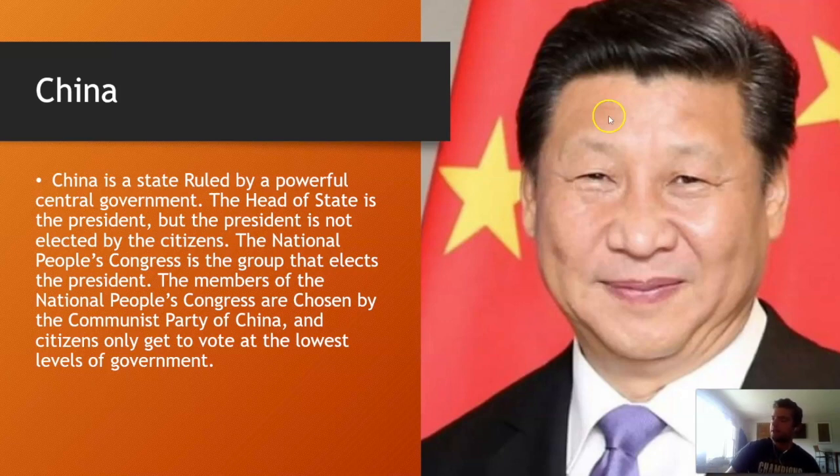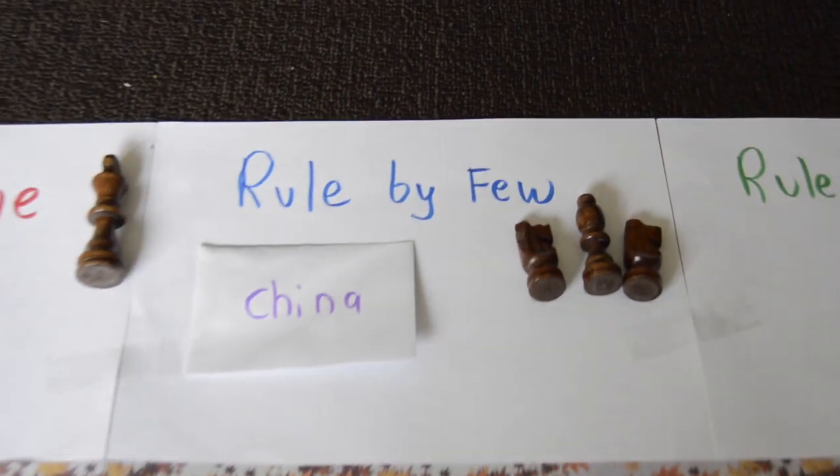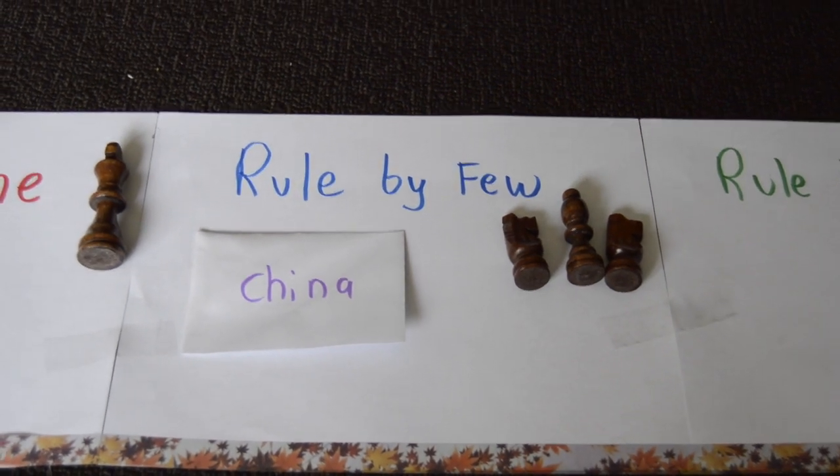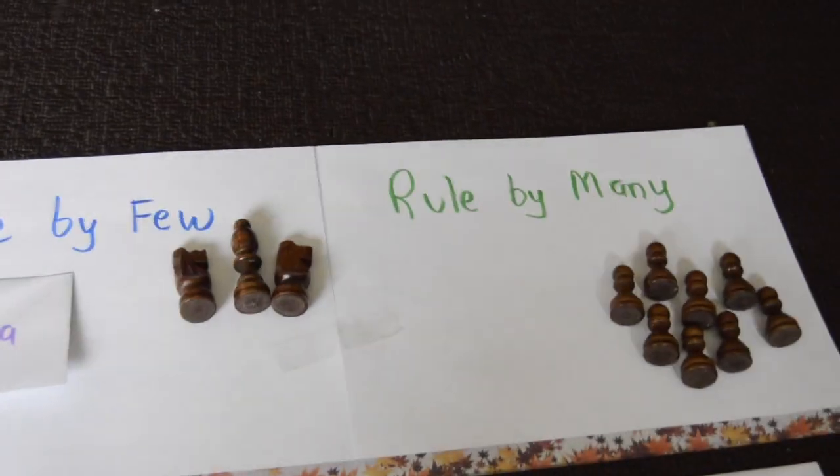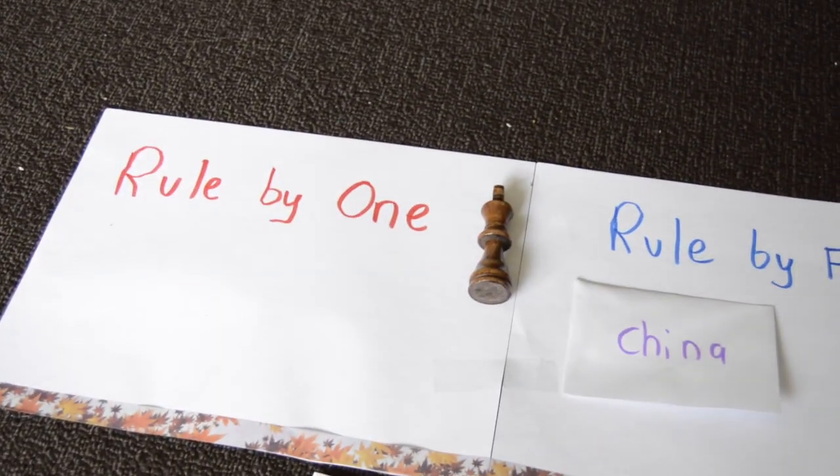And this is a picture of Xi Jinping, who is the head of state in China, the president. Head of state means the person who represents that country across the world. I decided to put China in the category rule by few. Again, you can make your own choice about where you think it fits best.